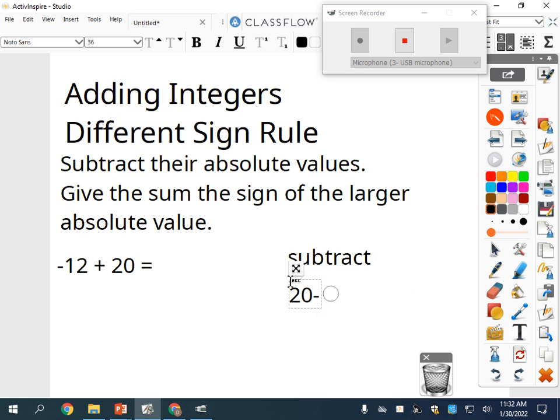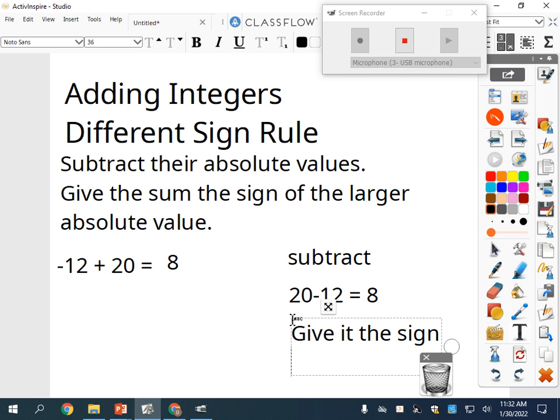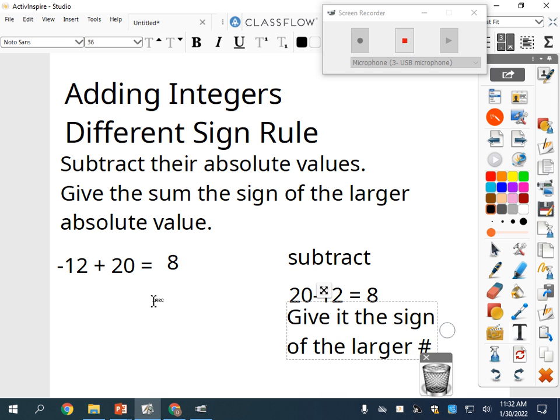So I'm going to go 20 minus 12, which is 8. So I know that my answer is going to be 8, or close to 8. Then you've got to give it the sign. You're going to give it the sign of the larger number. If you look at the two numbers that we have here, we have a 20 and a -12. 20 is bigger than 12 and 20 is positive, so my answer is a positive 8. That's it. That's all it's talking about.